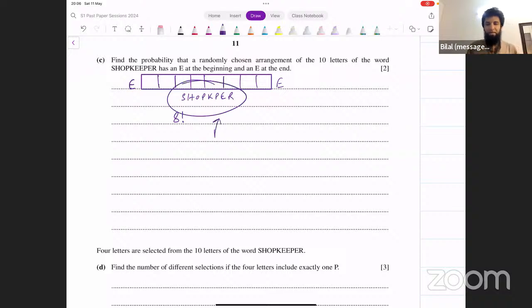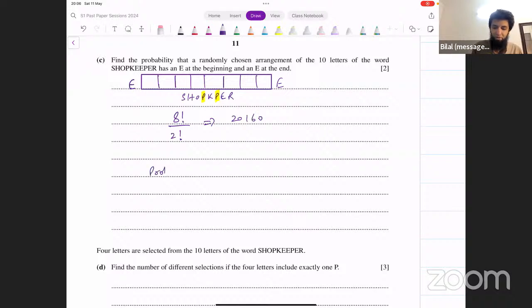What's the number of ways of arranging these 8 letters? 8 factorial divided by 2 factorial for the two P's, because the P's are identical. The rest of the letters are all different. And that gives you the number of possible arrangements when the 2 E's are at the ends. 8 factorial divided by 2 factorial, that is giving me 20160.